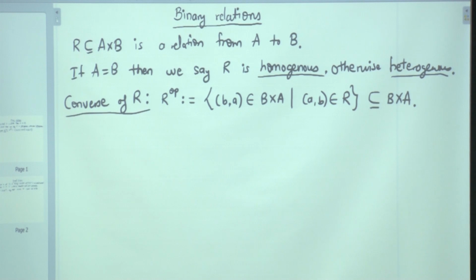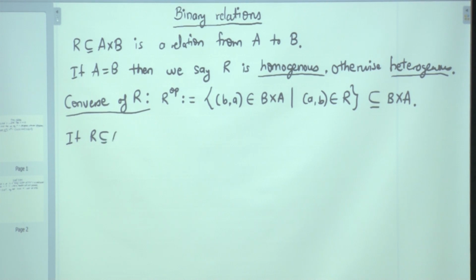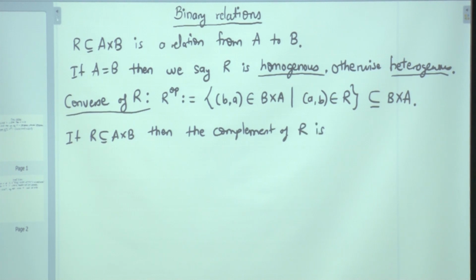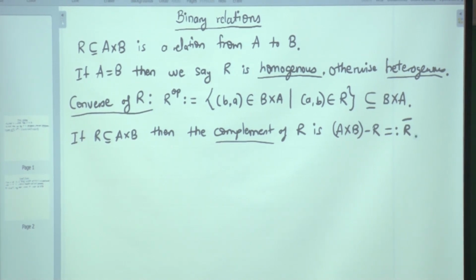Okay, good. Then if R is a subset of A cross B, then the complement of R is what? What should be the complement? Tell me. A cross B minus R. Very good. And we denote it by R bar, which is A cross B minus R.